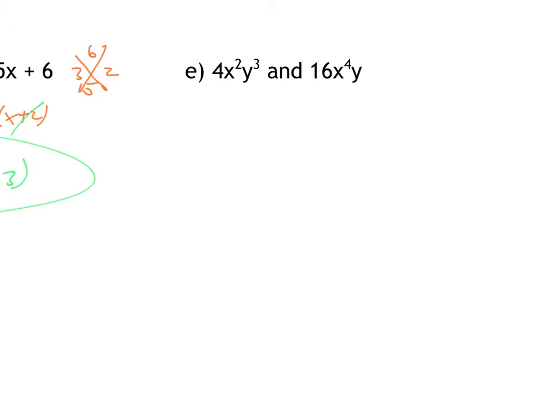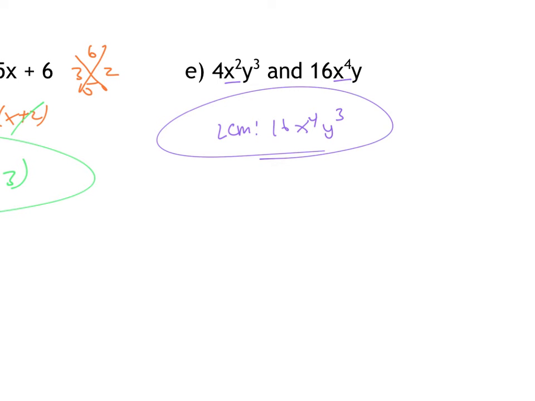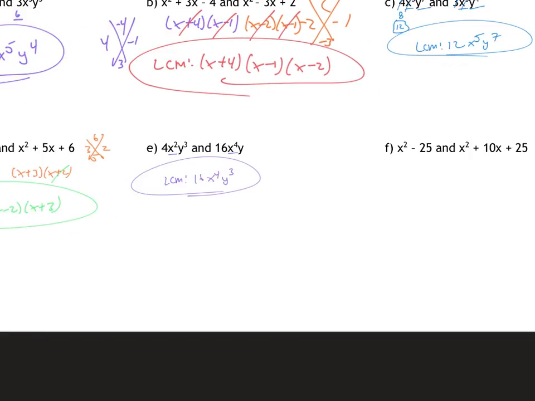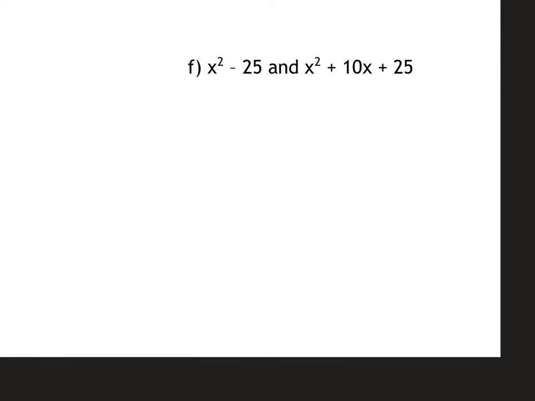All right, 4 and 16. 4 goes into 16, so that's good. X squared, x to the fourth is larger. Y cubed, and y cubed is larger. So those should be quick and easy. And the last one, x squared minus 25, is a difference of squares, so x plus 5, x minus 5.